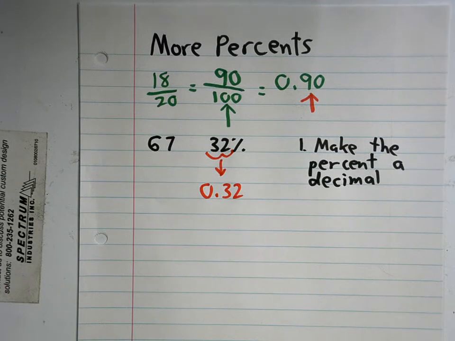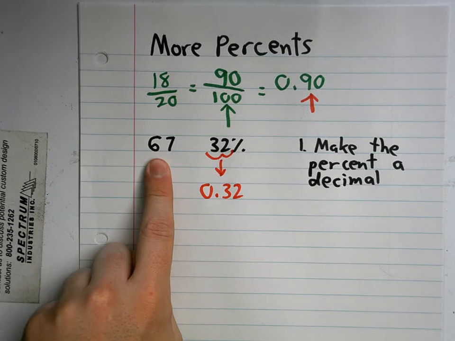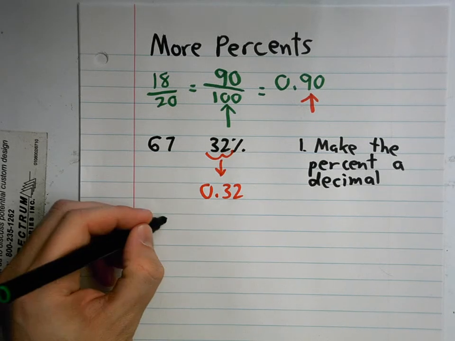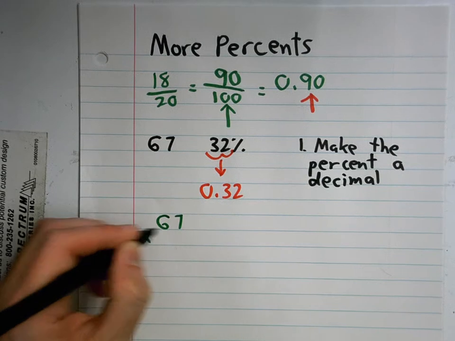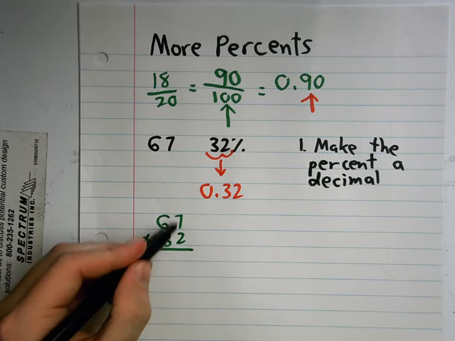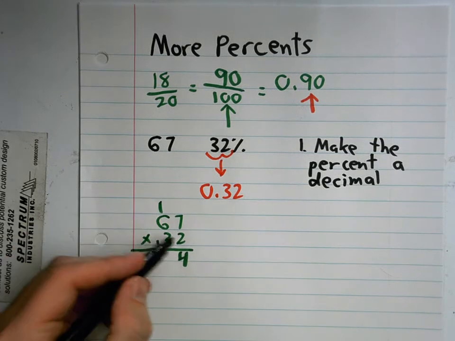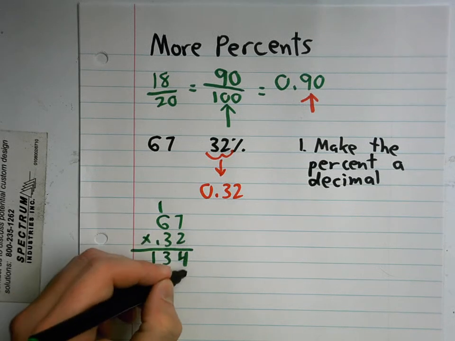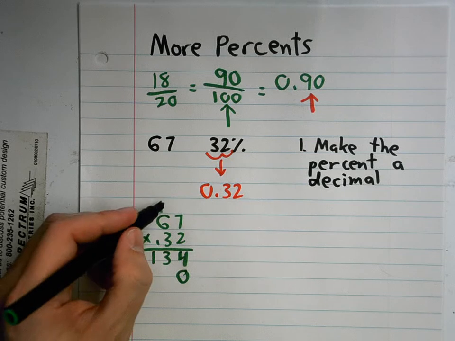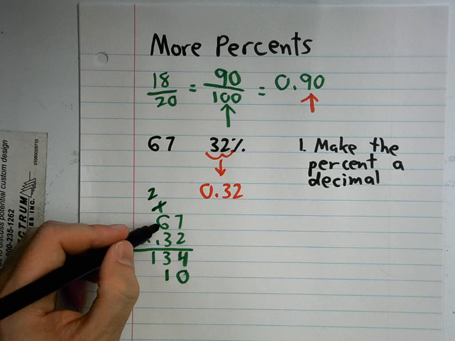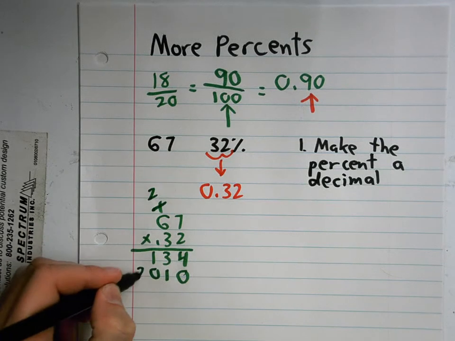Now, to figure out what is 32% of 67, that "of" means we're always going to what? Alex? Multiply. So I'm going to multiply 67 times 0.32. 7 times 2 is 14. 6 times 2 is 12, plus 1 is 13. Put my 0 to hold its place. I'll cross this out because I don't need it anymore. 7 times 3 is 21. 6 times 3 is 18, plus 2 is 20.